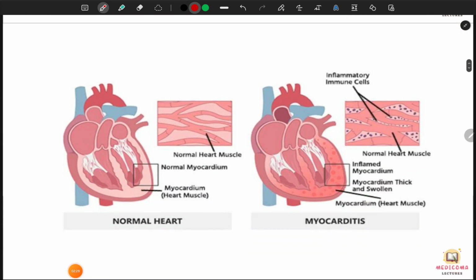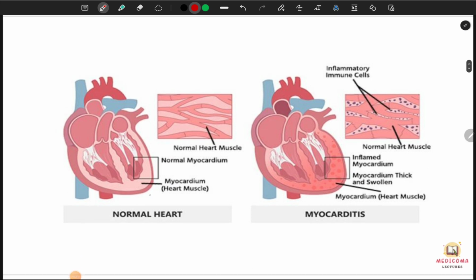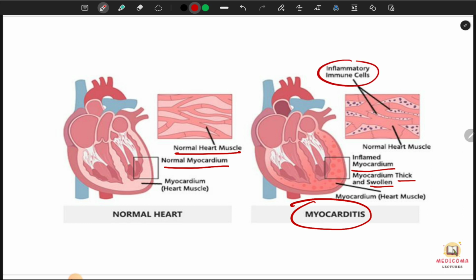सो दिस इज़ द इन्फ्लामेशन ऑफ हार्ट इज कॉल्ड मायोकार्डाइटिस. नेक्स्ट, इस पिक्चर में जो है दिस इज़ द नॉर्मल हार्ट मसल्स and normal myocardium, and in this picture in myocarditis you can see there is inflamed myocardium, thick and swollen, because if there is inflammation definitely there will be edema, there will be swelling of the myocytes, and also there is inflammatory immune cell infiltration into the cardiac muscles.